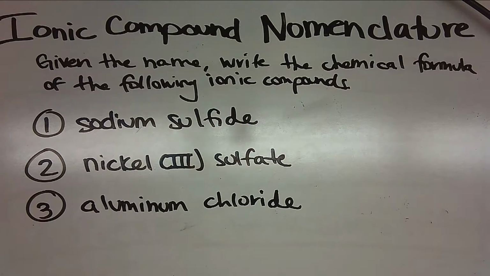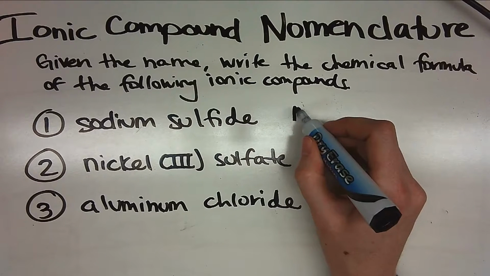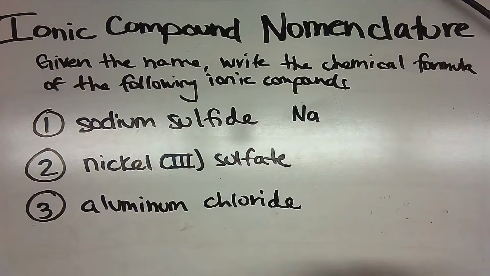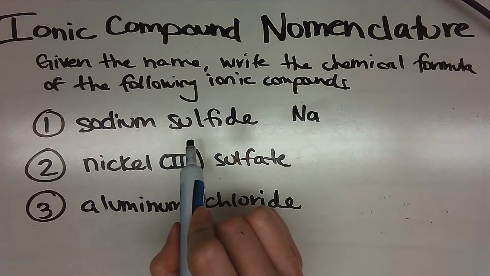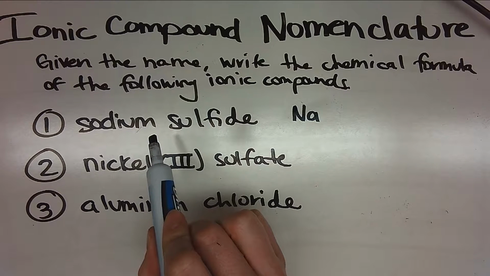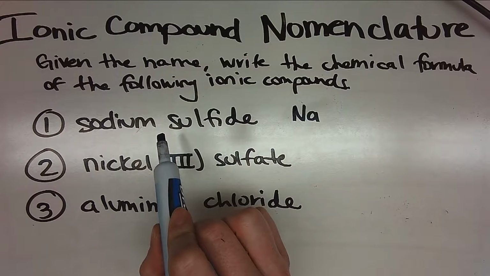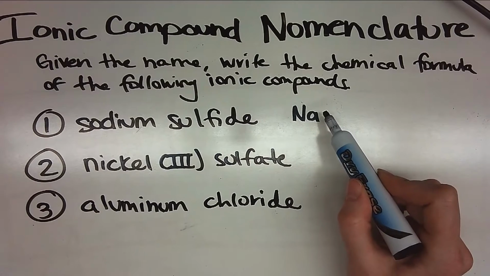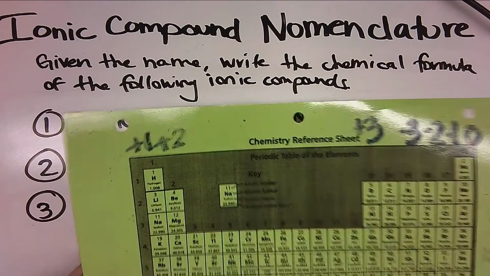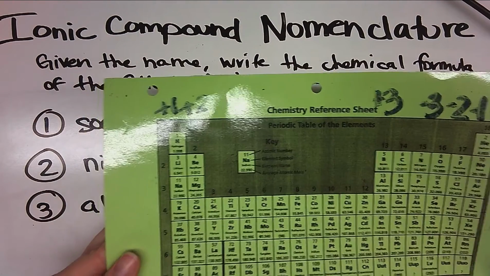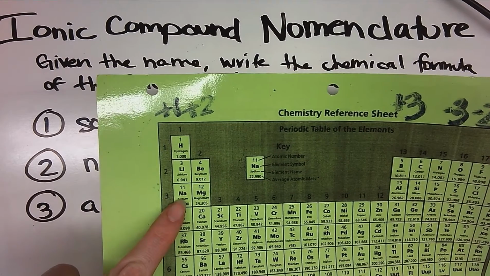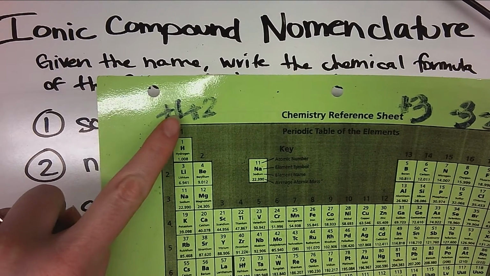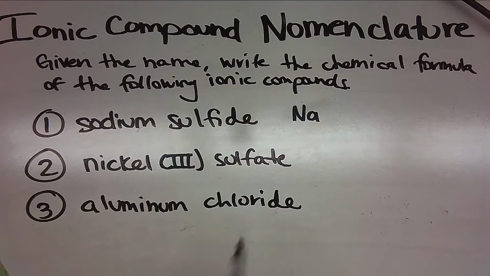So let's begin. Number one is sodium sulfide. Right off the bat, sodium is Na. Just from looking at the compound, I know that sodium does not fall in the transition metals. If it did, we would see a parenthesis with its charge or oxidation state noted. So to find out what charge sodium has as an ion, I use my periodic table trick. Sodium falls in the alkali metals, so it's going to have a charge of +1 when it forms an ion.